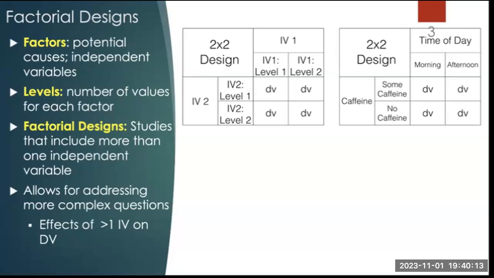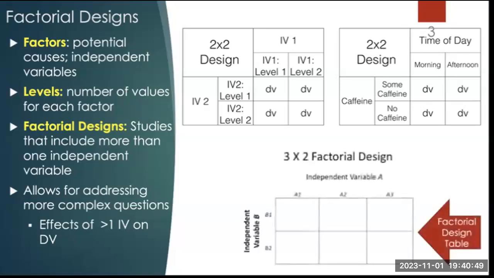When we're looking at the combinations, let's look at IV1, which is time of day. In the morning, if somebody has some caffeine, how well do they drive? That's in the top left quadrant. In the morning, if somebody has no caffeine, how do they drive? That is in the bottom left quadrant. Then we see if somebody's in the afternoon and they have some caffeine, what's their driving ability? That's in the top right quadrant. And then if they're in the afternoon and they have no caffeine, how is their driving ability? That's in the bottom right quadrant. So this is how we put in the information when it's a factorial design.